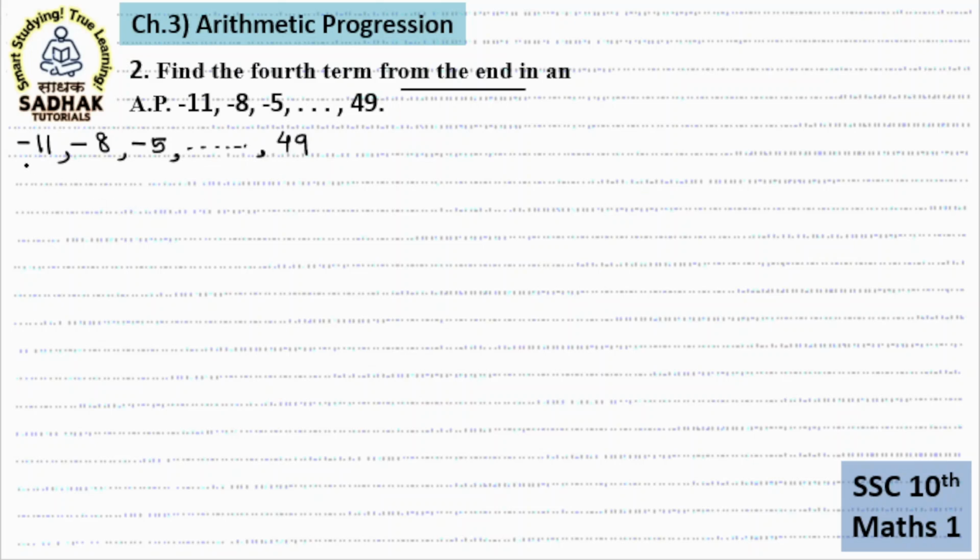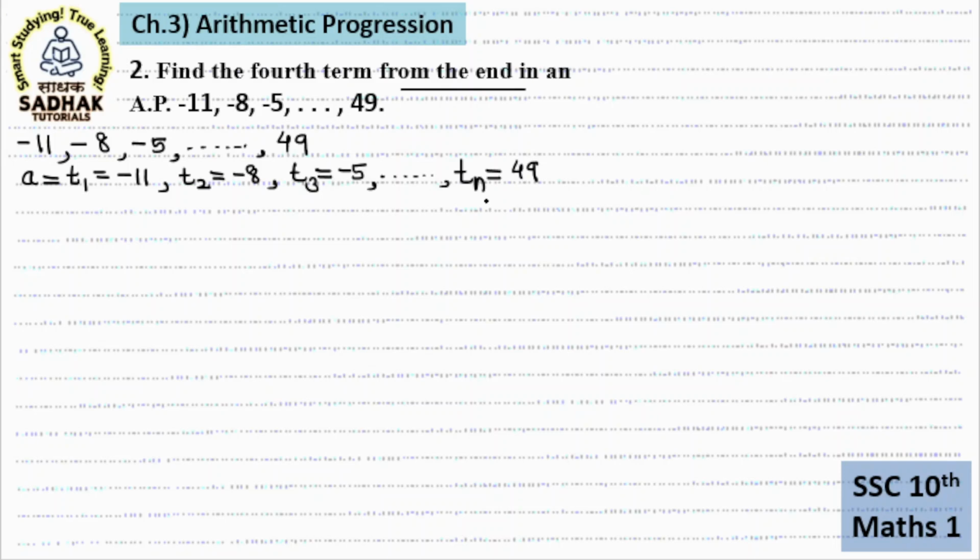From this information we can say that a, the first term, that is T1, is minus 11. Term 2 is minus 8, term 3 is minus 5, and so on. Term n, the last term, is 49. And what we have to find out is the fourth term from the end.